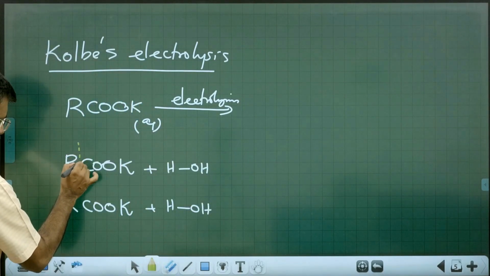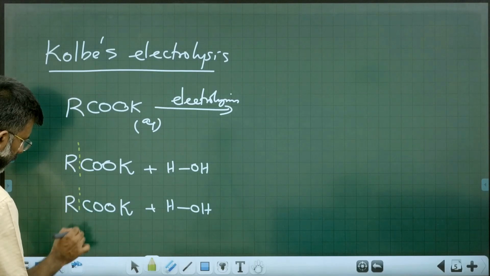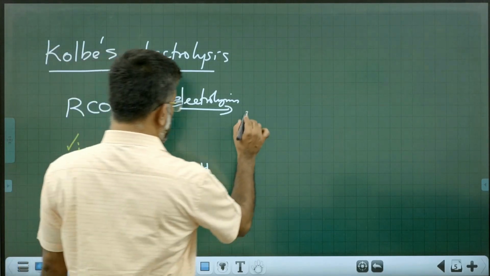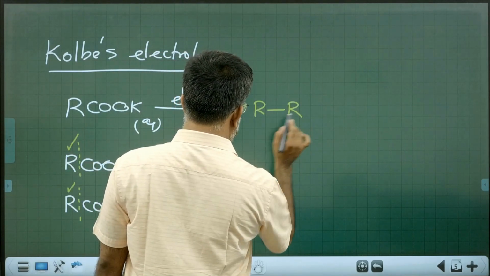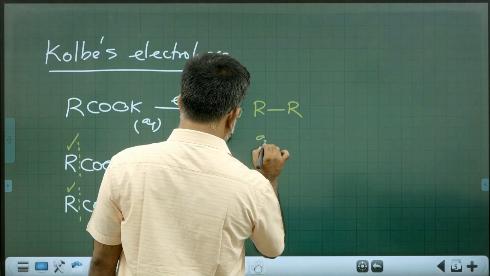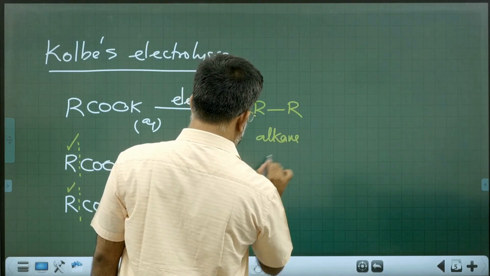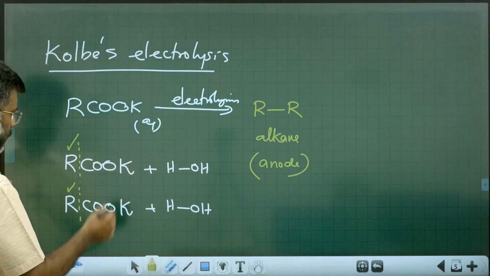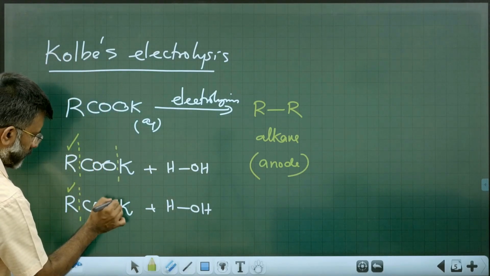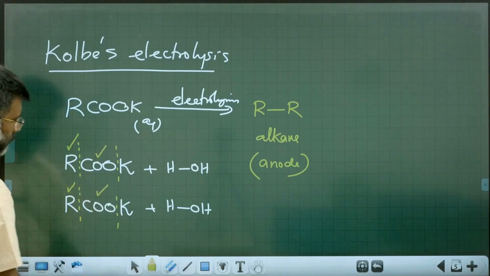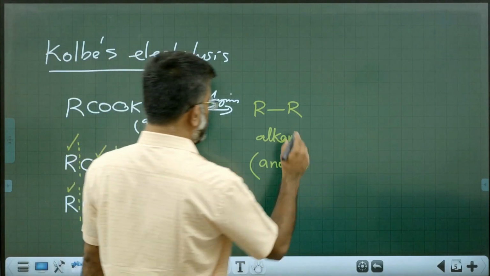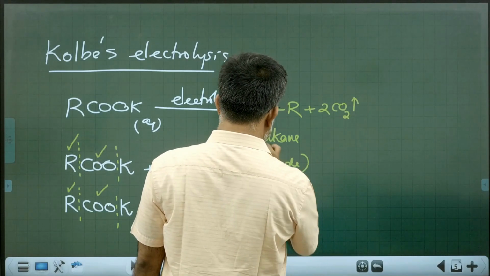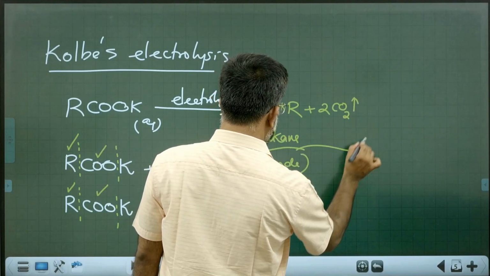It is going to cleave here. It is going to cleave here. This R and this R will couple. That is the product number 1 you get at anode. This is the alkane you get at anode. Right? Now, this is already ionized and these 2 will be removed as carbon dioxide. That too is obtained at anode. 2 carbon dioxide liberated at anode. So this you get at anode.